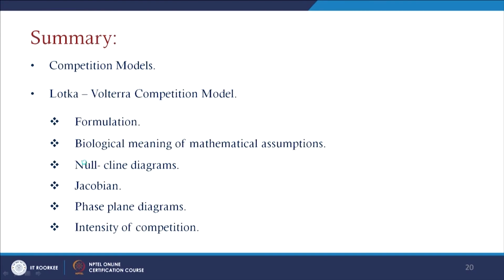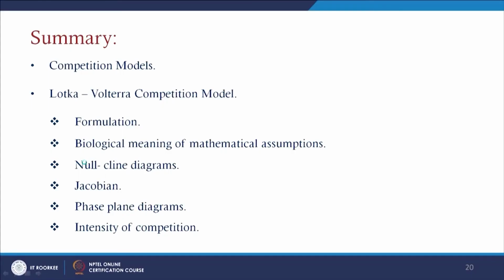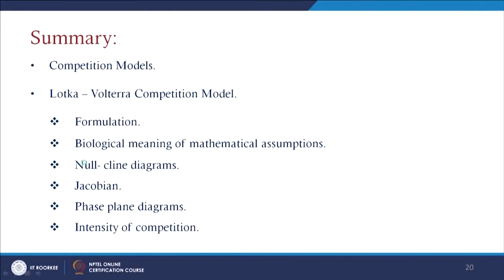And in this lecture we have first discussed the competition models, where more than one species exist. Then we have discussed the Lotka Volterra competition models. First we formulated the model and analyzed the model. Then we tried to explain the biological existence of this model with the mathematical assumptions. Then we analyzed this model using null clines, then the Jacobian, and tried to compare both the null clines and Jacobian with the phase plane diagrams. Then finally we discussed the intensity of these competition levels.